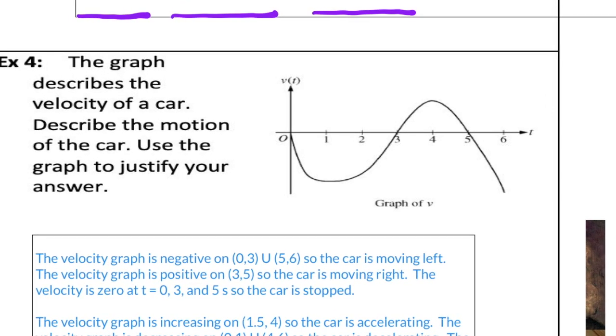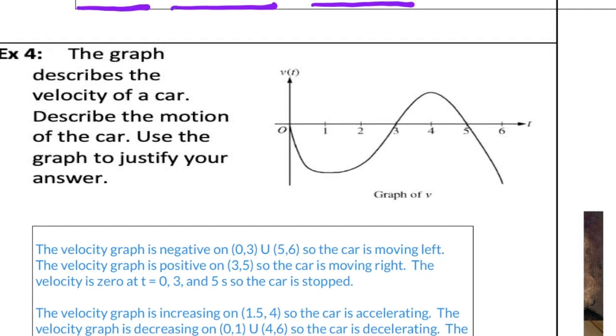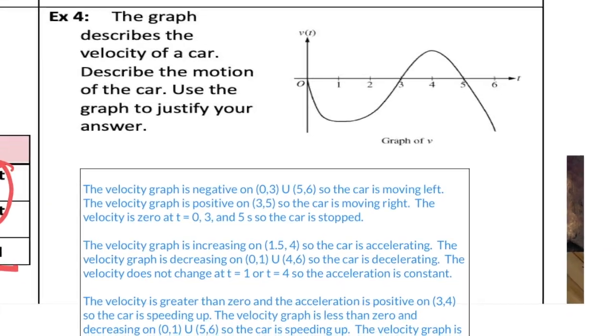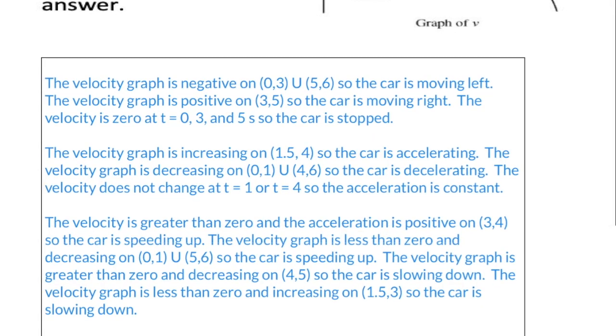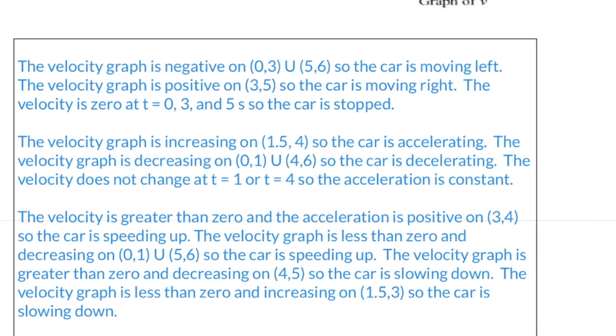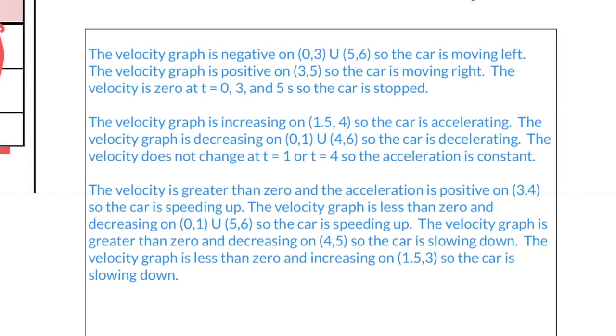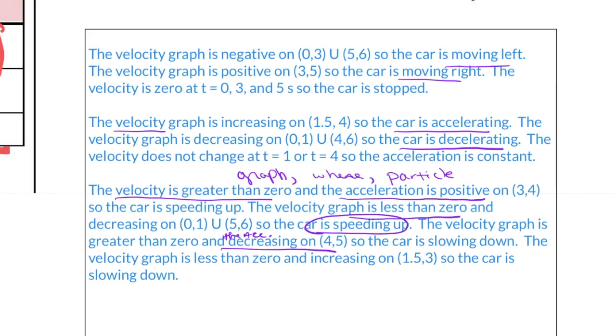In example 4, we're going to describe the motion of the car. Now, we've been talking about this velocity graph. You know when the velocity is positive and negative. We also have information about the acceleration. So when you describe the motion of the car, you want to describe whether your car is moving left or right. We've talked about that. We want to know about the velocity graph, which we've also talked about, whether the car is accelerating or decelerating.